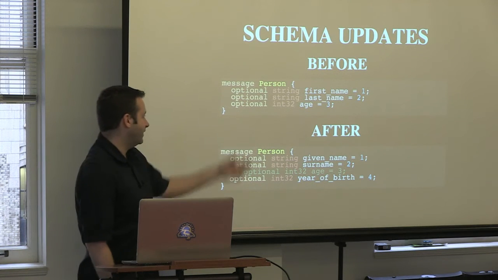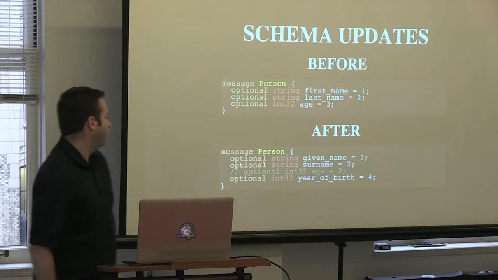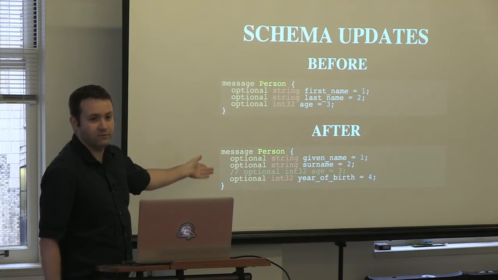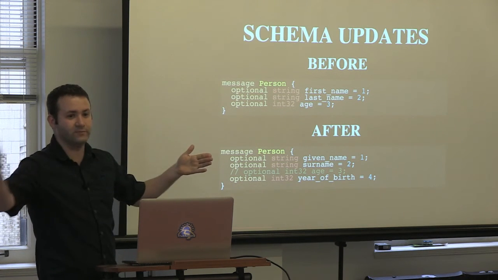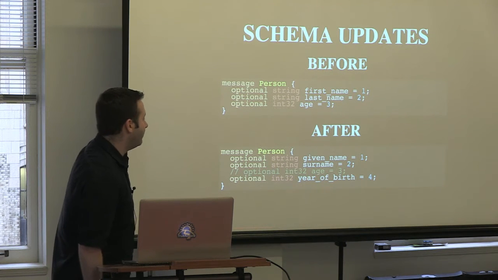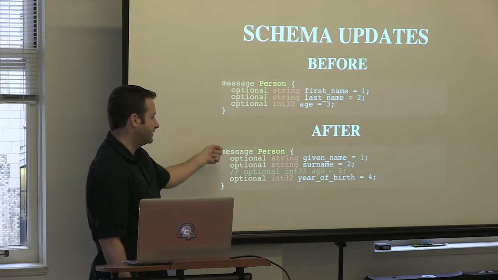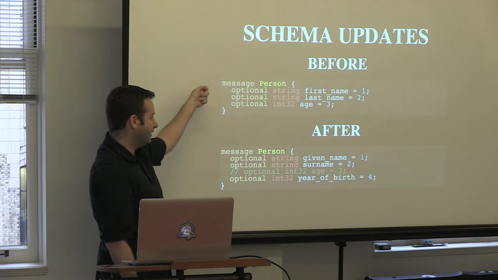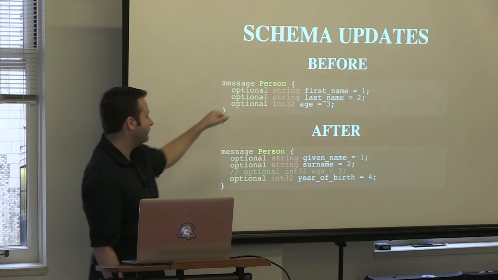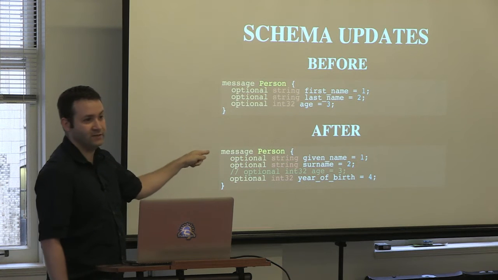So you decide that you hate first name and last name, so you go with given name and surname. And then you don't like the age field because it's a bad idea to store ages. You want to store a year, because time goes by and the age changes. And what happens is that if you serialize a message with a parser that's written in this format, that one can read it. Because it has the same tag, when it tries to access the first name, it will get the given name that was set in that message.